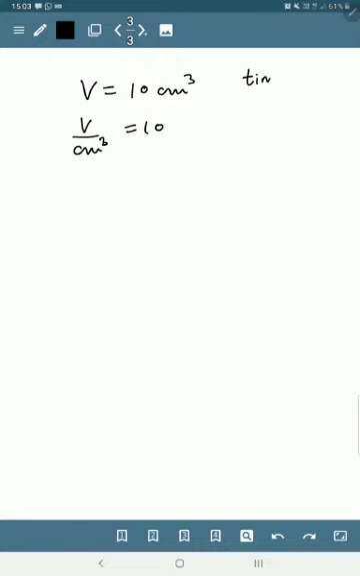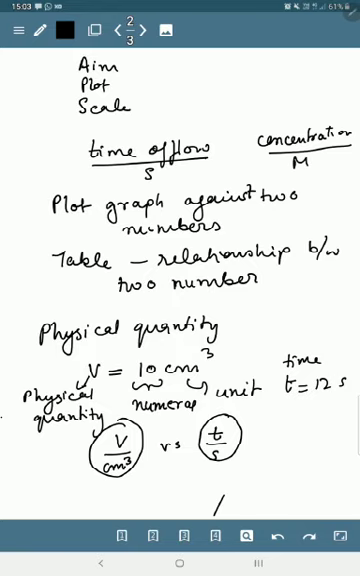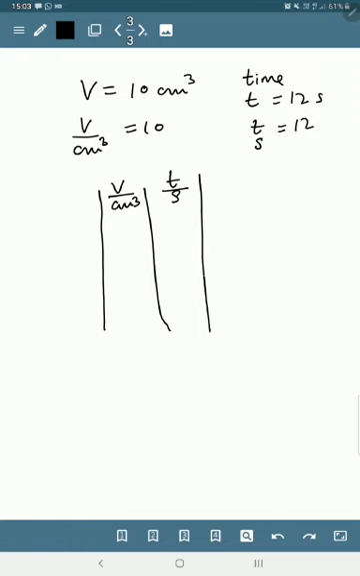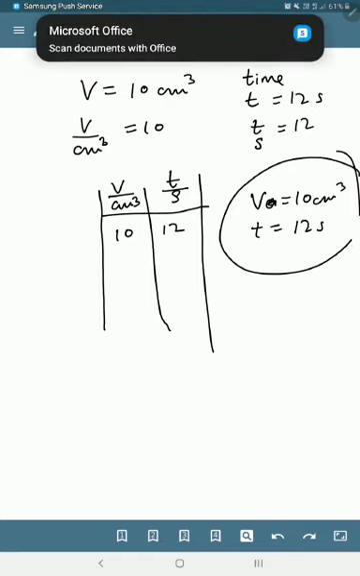And what was your time? Time t was equal to 12 seconds. So 12 seconds, right? Now you will write this as t by second, so 12. Now if you plot a graph or you make a table of volume upon centimeter cube versus time upon seconds, they are both becoming numerals. So 10 is related to 12. But if you write volume 10 centimeter cube and t equal to 12 seconds, then there is no relation according to the IUPAC.